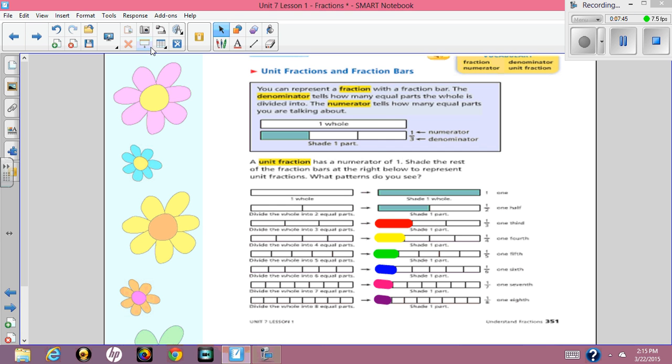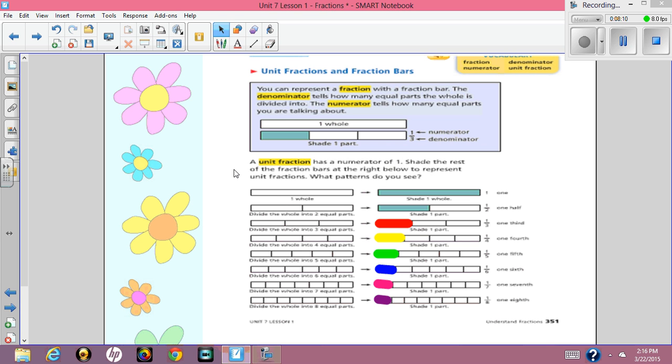So here again, here is our demonstration. Here is one whole, and this whole has been divided into 3 parts. And the shaded area is 1 part of 3, so it's 1/3. Now, a unit fraction, again, as we review through this, a unit fraction has a numerator of 1. It will always have 1 as its numerator.